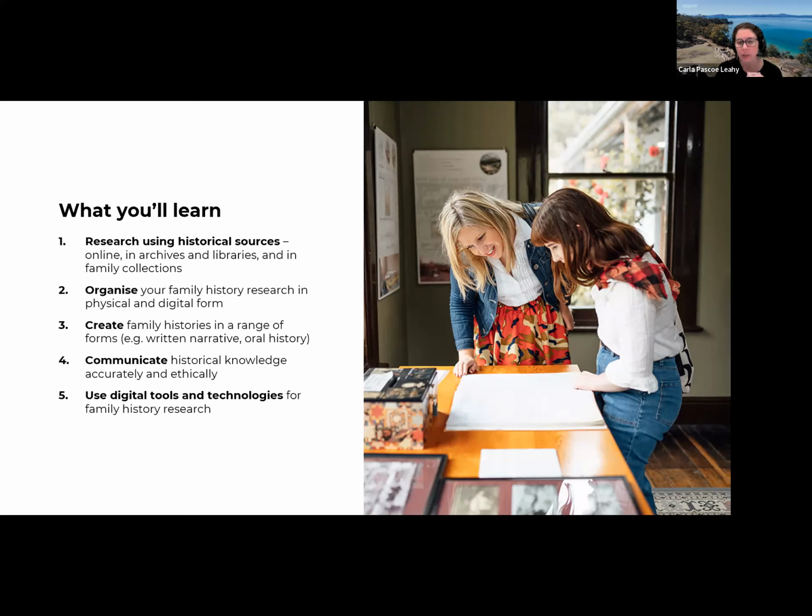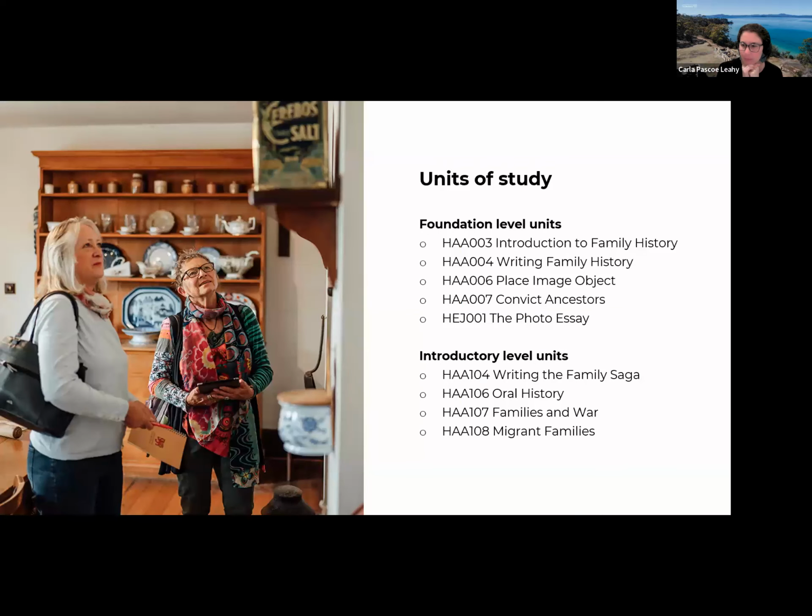And across everything we teach is, I guess, a focus on digital tools and technologies, that we're really lucky to live in an era in which we can access literally millions of documents and other things around the world. So we teach you how to navigate that mass of information. So these are the units of study that we offer at the moment.